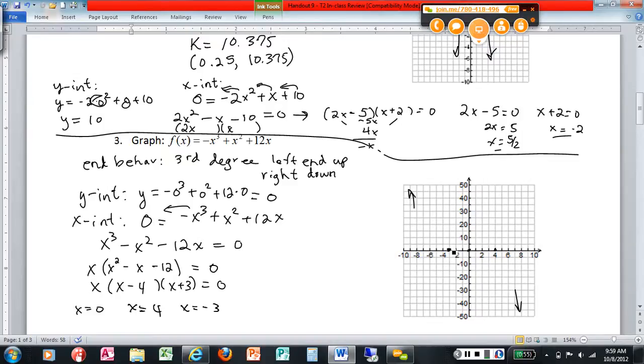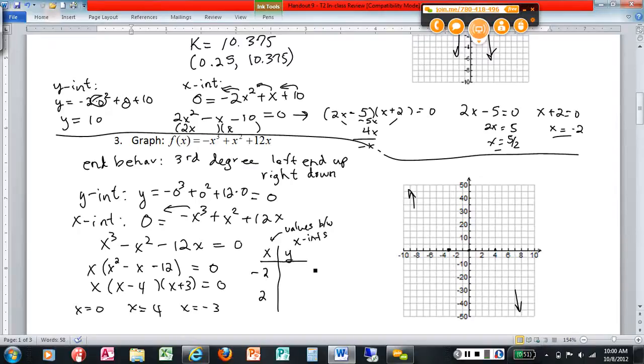All right. Now, what else did I want, remember, on this? This little table. X and y values. And what did I want to do? X values between the x-intercepts. So, since I have an x-intercept of negative 3 and 0 and positive 4, how about we do x is negative 2? That would be between the 0 and negative 3. And how about a positive 2? Because that would be between 0 and positive 4.